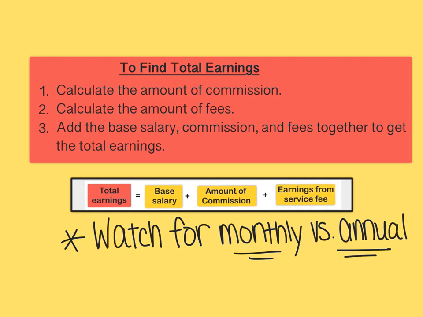So to wrap it up here, in order to find the total earnings, you may need to calculate some amount of commission. You may also need to calculate some fees. And then in the end, you're going to add together that base salary, the commission, and the fees in order to get the total earnings. You're not always going to have all three of these, but this is the general formula for problems like this. One thing to really watch out for is whether they're giving you numbers for a month or for the year, because sometimes you'll have to convert back and forth in between. So be careful for that.